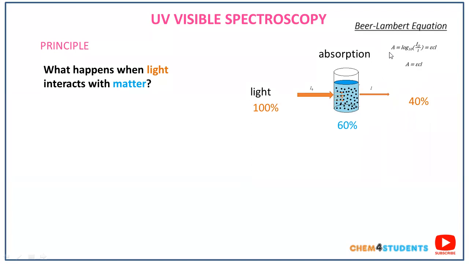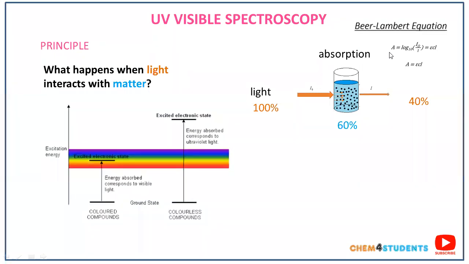So let's go a little deeper into this topic. We have taken two different types of samples, colored compounds and colorless compounds. Then what happens when we pass the light energy? Let's say 40% minimum energy is required for the colored compounds to get excited. The electrons present in the colored compound will be excited by taking this 40% energy, and 60% energy is required for colorless compounds.